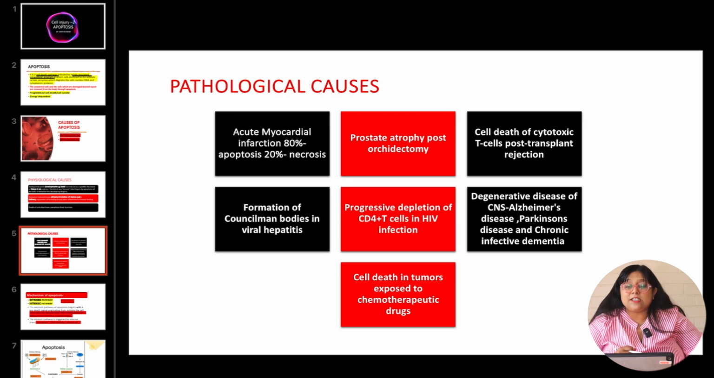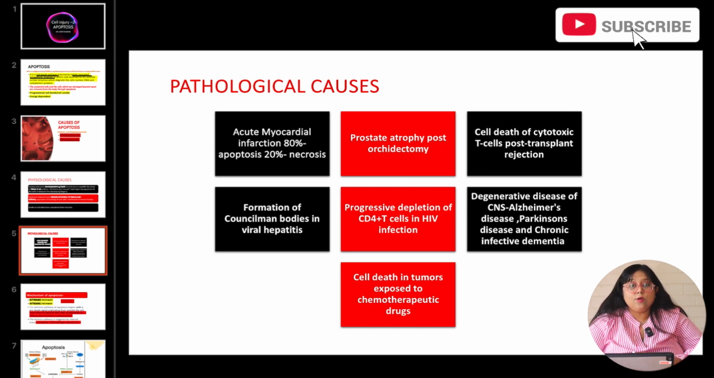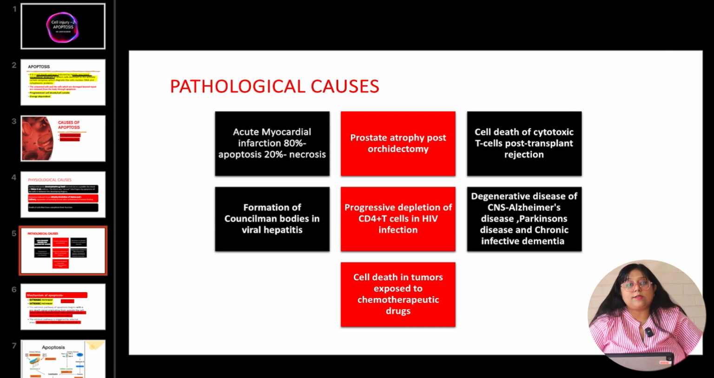Another example is after transplant rejection, there is cell death of cytotoxic T cells due to apoptosis. In viral hepatitis, there is formation of Councilman bodies because of the phenomenon of apoptosis. In HIV infection, you know there is progressive depletion of CD4 cells, and that is also because of apoptosis. Also, apoptosis is noted in the degenerative diseases of the CNS, for example, Alzheimer's disease. And also, when certain tumors are exposed to chemotherapeutic drugs, there is cell death because of apoptosis. So, you can understand here a few pathological causes of apoptosis as I have shown in this slide.